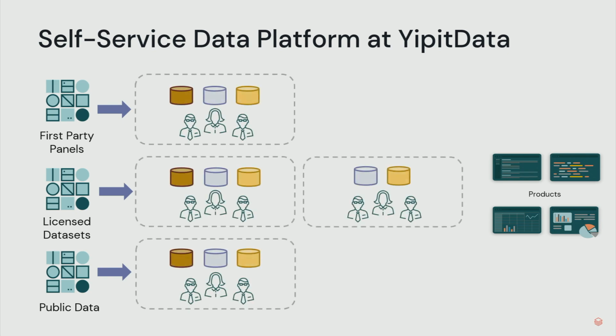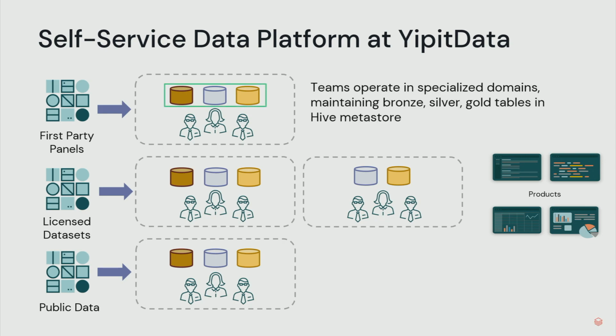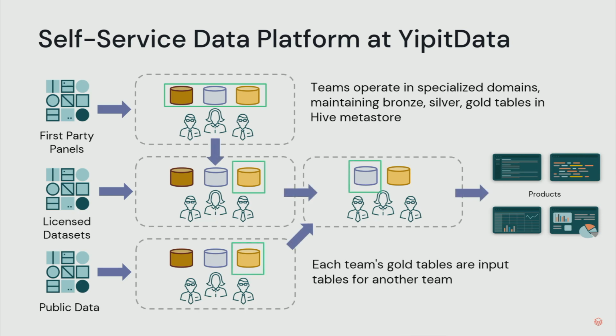And essentially what happens is we follow a data mesh architecture where different teams focus on different data domains. Some may specialize on our first-party panels or our licensed data sets or particular sectors or client experiences. But the overall goal is the same. Each team is responsible for their own set of bronze, silver, and gold tables. And those, before Unity, were in Hive Metastore. And essentially, they take those gold tables and share them across other teams. And that's really how data flows from the source data sets that we acquire for our organization to the products that are going to our clients.